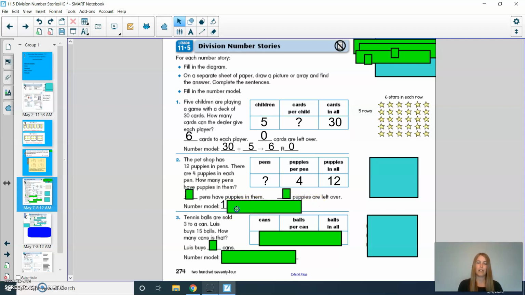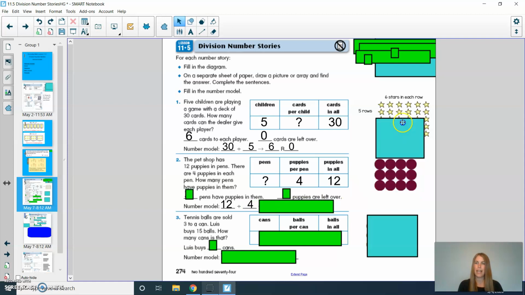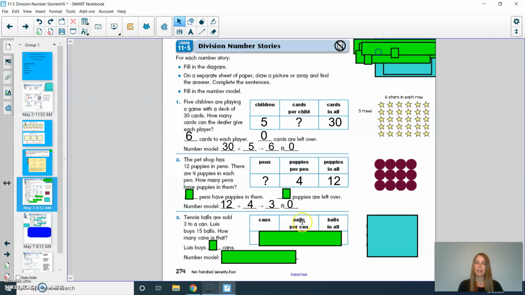When you're solving for your number model, you probably have 12 divided by 4 equals. Now again, I chose to make an array, so I have my 12 puppies divided into 4 equal groups, and you can see that there are 3 in each group. Now, are there any left over? No. So my remainder is 0. I have 0 puppies that are left over, giving me the total of 3 pens that have puppies in them.